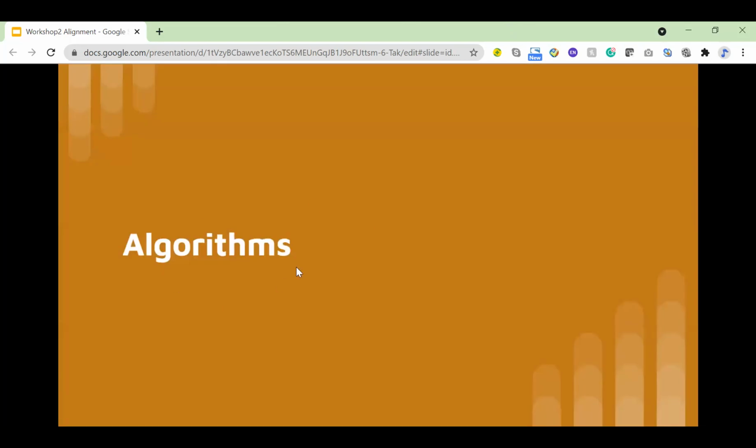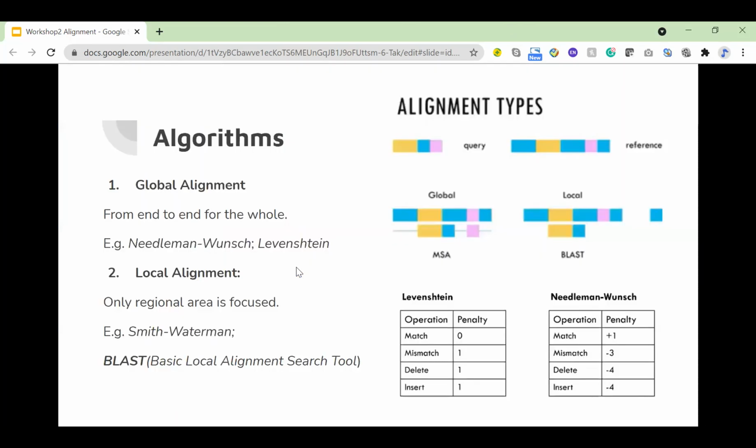But here, what I'm going to say is the classification of algorithms. There are many types of pairwise alignments. What I want to talk about is these two, global alignment and local alignment. I really suggest you have a look at the colorful picture here. I think it's a really good demonstration of the difference between them.